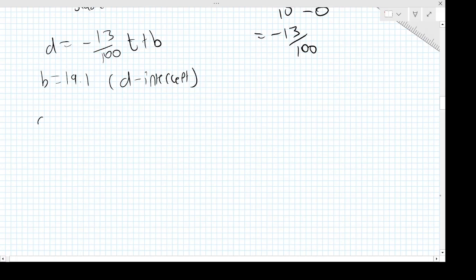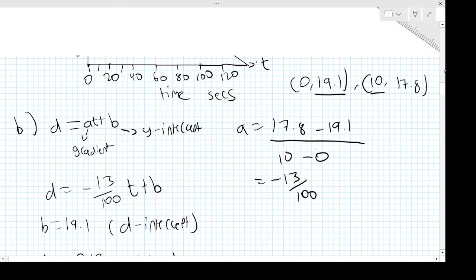Therefore, then we got the complete equation. So d is minus 13 over 100 t. You can convert it to decimal if you want, but then that'd be plus 19.1, okay? Actually, I will convert to decimal because I've got a fraction and a decimal. Let's put in both as decimals to be consistent. That would just be minus 0.13, I believe. 13 over 100. Yes. Okay, cool. So there we are. We've got an equation then.